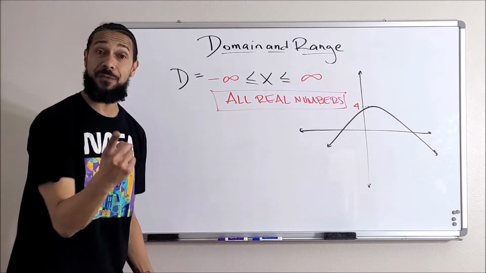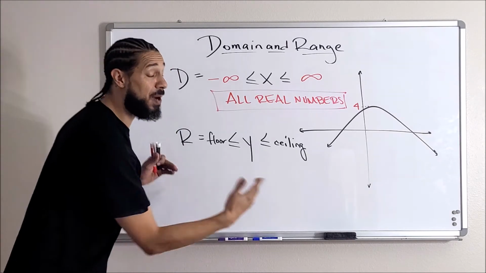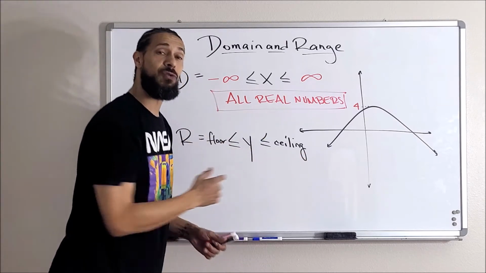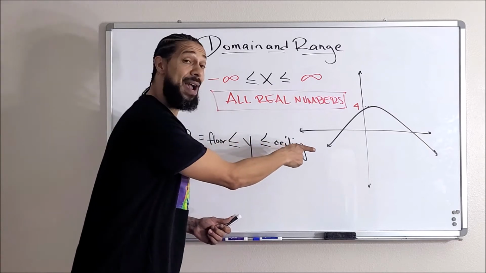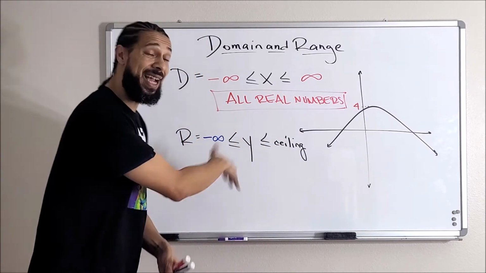It doesn't do that for the Y though. So let's talk about the range. Remember, the range goes from the bottom to the top. So from the floor to the ceiling. Where's the floor of this graph? Where's the bottom of this graph? Is there one? That graph goes down forever. Good. Down to negative infinity.